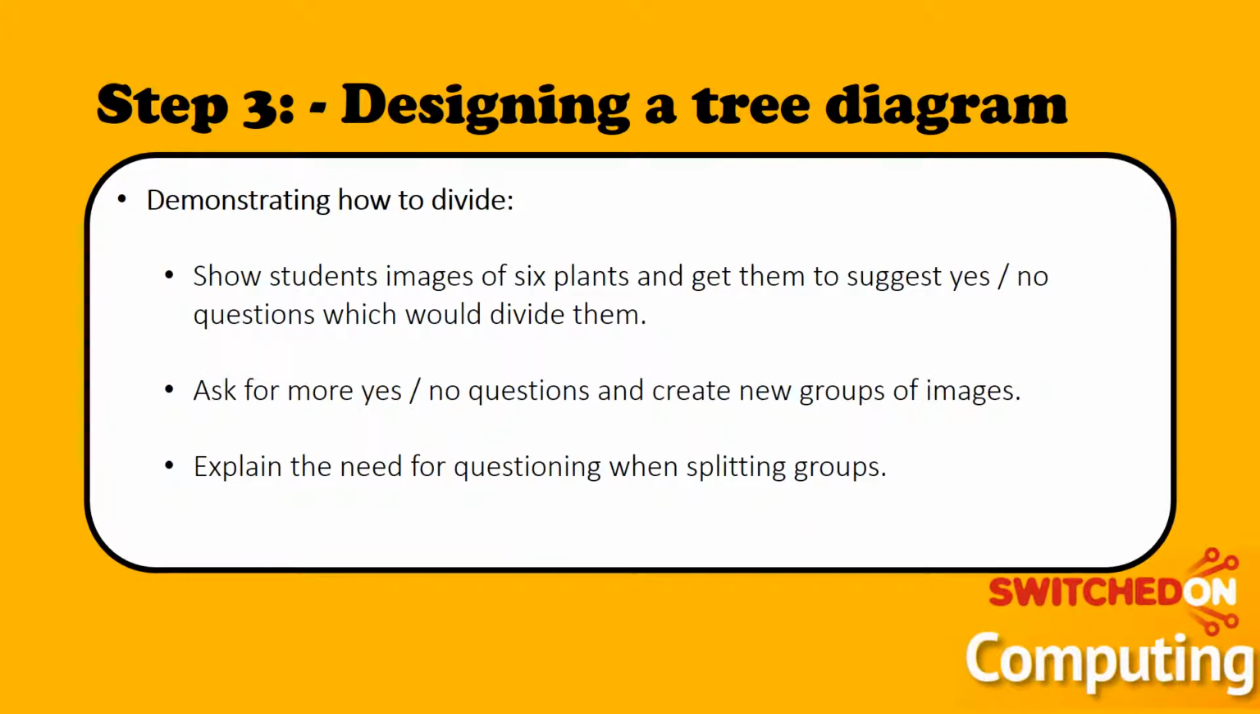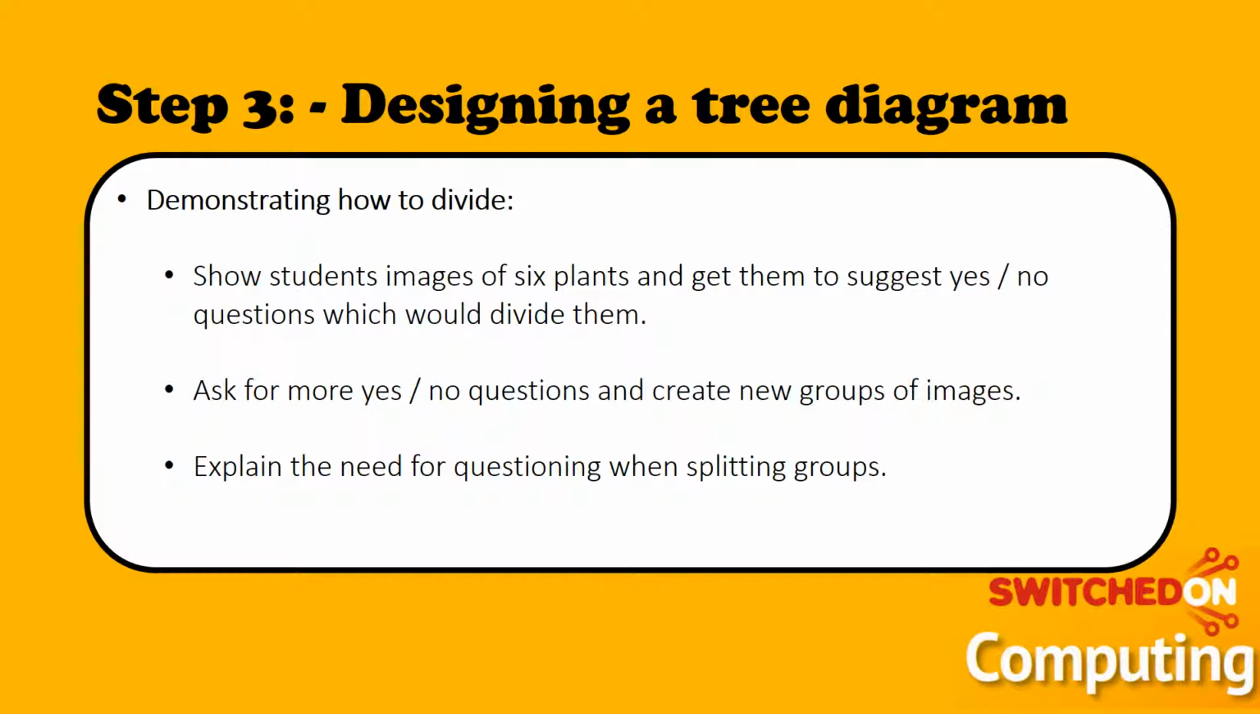Now, designing the tree diagram is the easy bit. What you need to do is show your students the images of the 6 plants and get them to come up with the yes or no questions. And you can do this on paper, or you can do this using digital tools just to begin with. Some students might find it easier to plan it out on paper before they actually go on to the computer and start developing it. And what you can do is get them to ask more yes or no questions to create different groups of images. So it could be not just plants, but you could get them to do animals as well.